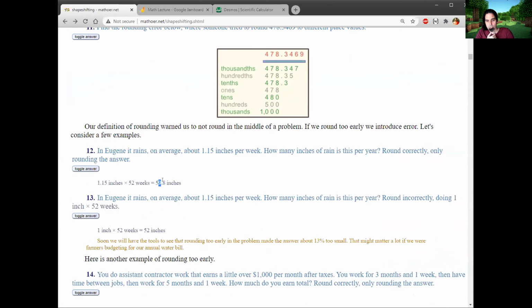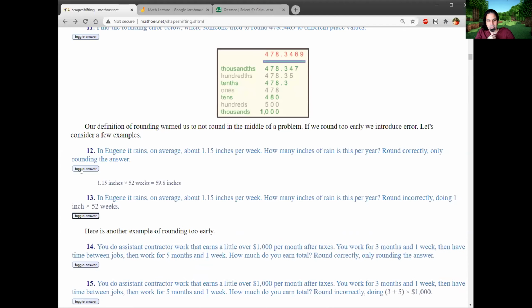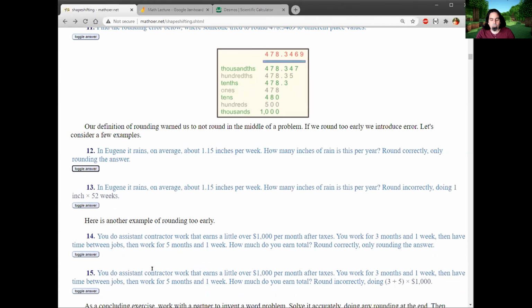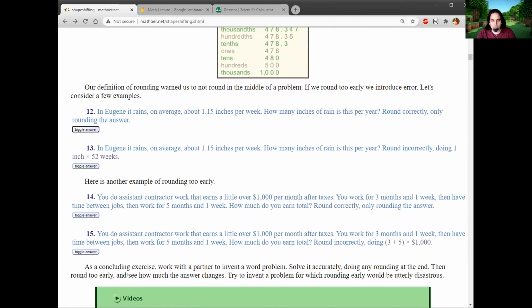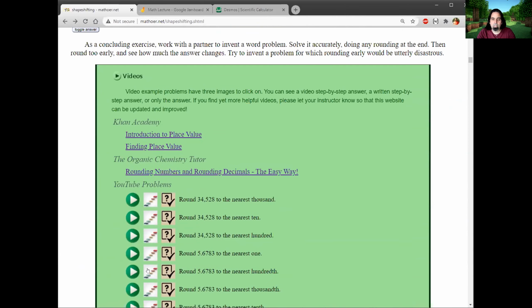And maybe those extra 7.8 inches mattered if you were a farmer or clearing out your gutter or something like that. So don't round in the middle. Wait till the end to round. I'll give you another comparison here if you can. And that's the end of rounding. So we've done our first topic.